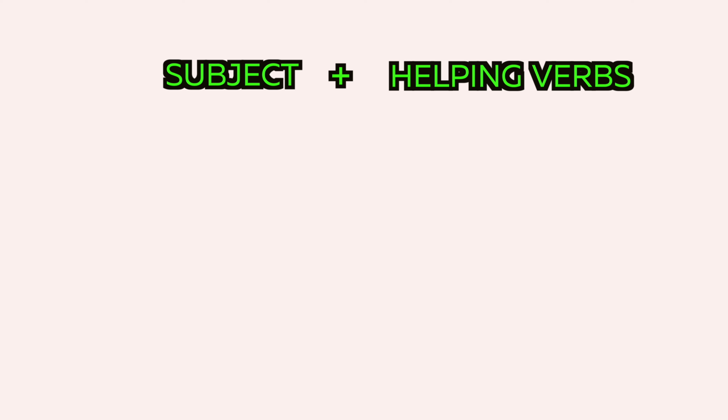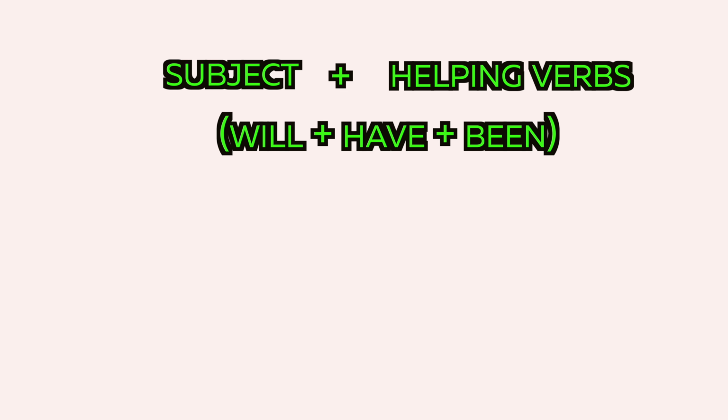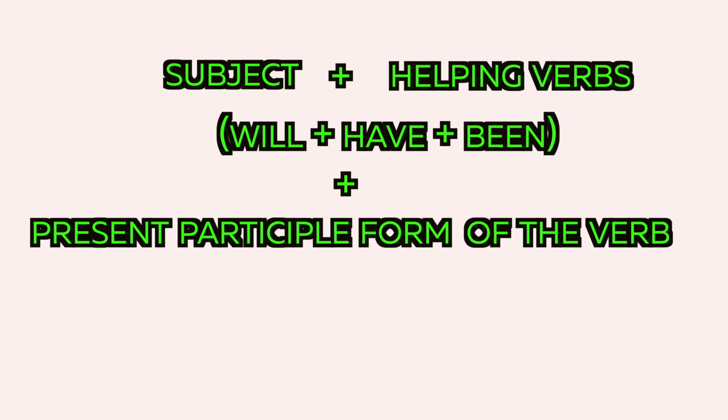The future perfect continuous tense is a verb tense that can be used to refer to an action that will be continuing until a certain point of time in the future. Here is the formula that you can use to structure a sentence in the future perfect continuous tense. Subject plus the helping verbs will plus have plus been plus the present participle form of the verb plus the rest of the sentence.